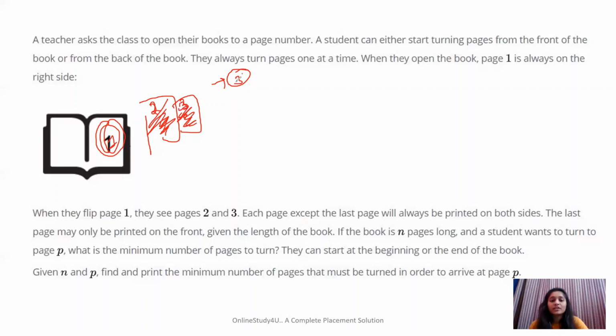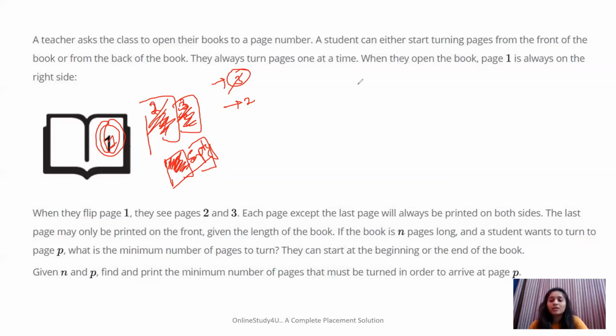Now consider if the total number of pages is 2, then what will be the scenario? In the book, the last page will have only the front printed and this will be empty. So he is saying the last page may only be printed on the front given the length of the book. If the book is n pages long and a student wants to turn to page P, what is the minimum number of pages to turn? They can start at the beginning or at the end of the book.